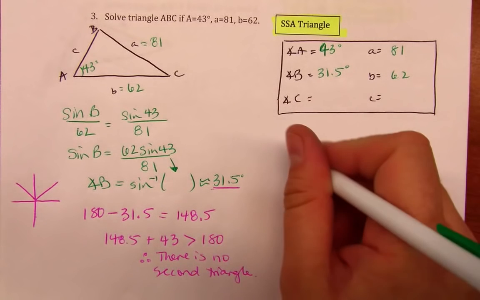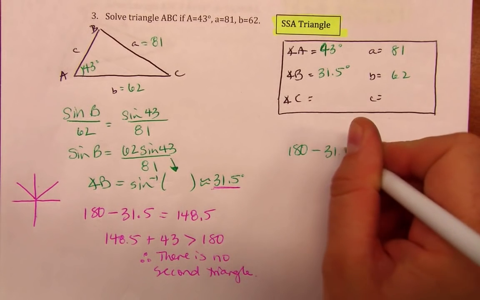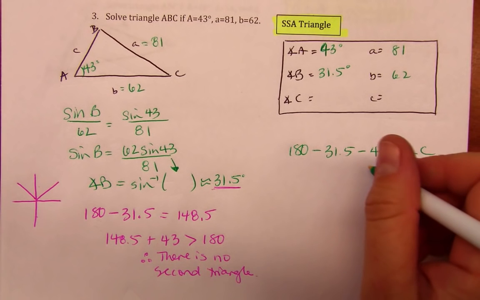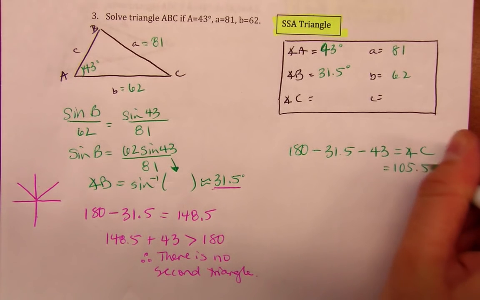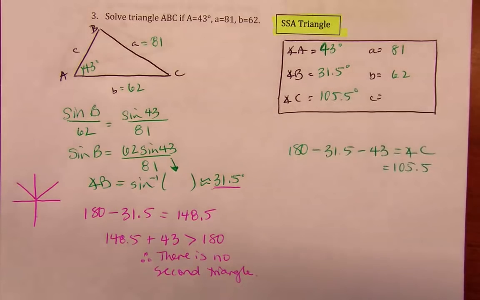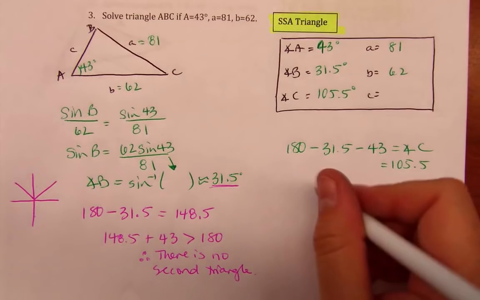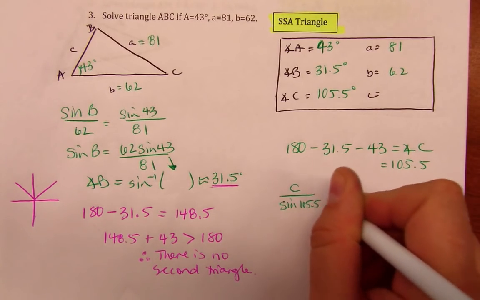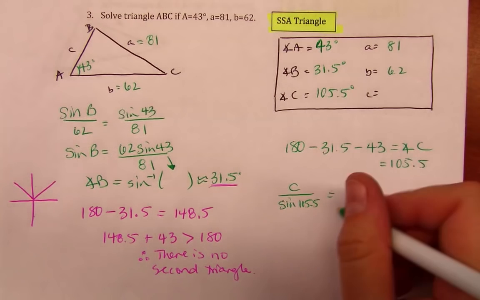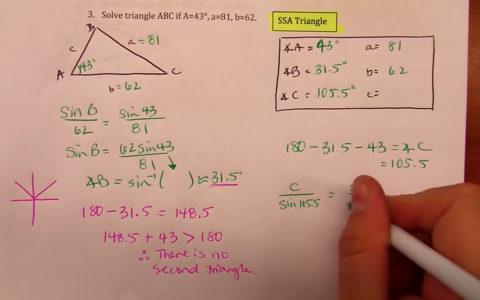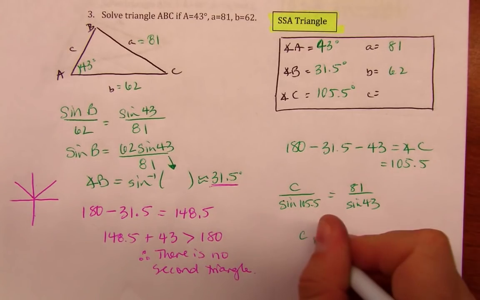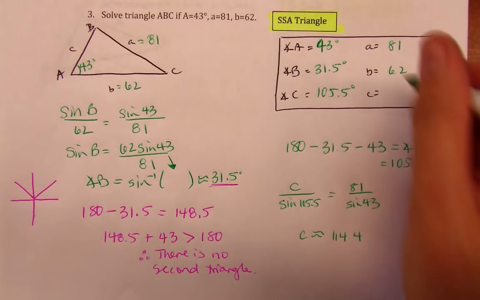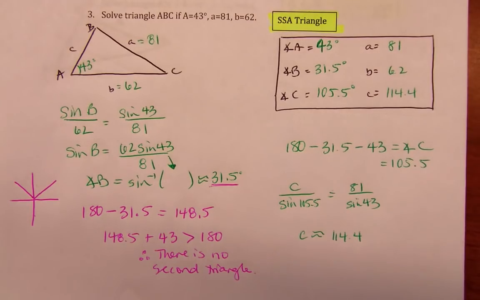Okay, so now we can go ahead and finish the rest of this. We can find angle C, so 180 minus 31.5 minus 43 equals angle C, and that's going to give us 105.5. And then side C we can find using the law of sines as well. C over sine of 105.5 equals, and we can use either one of these. I'm going to go ahead and use A. So 81 over sine of 43. And when we use our calculator, we find that C is equal to 114.4. And then that's it.